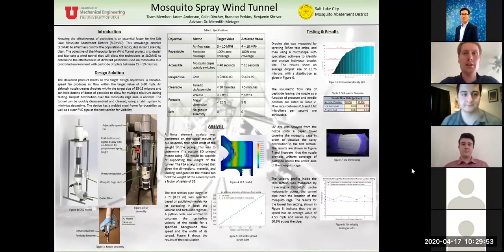The government organization we have been working with during this project is the Salt Lake City Mosquito Abatement District, which is responsible for controlling the population of mosquitoes in Salt Lake City, Utah. This district has asked us to design and fabricate a mosquito spray wind tunnel in order to allow their technicians to perform pesticide testing on mosquitoes in a controlled environment.